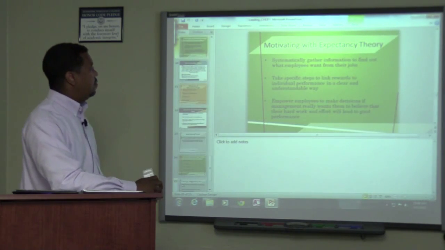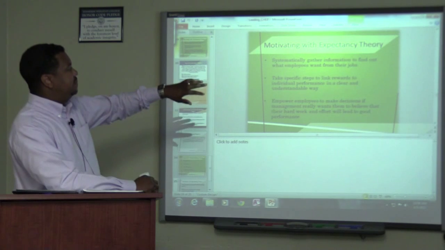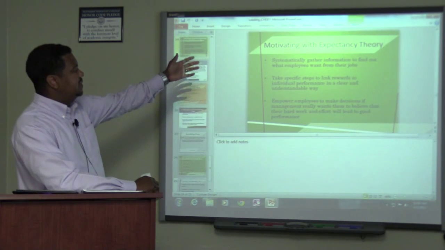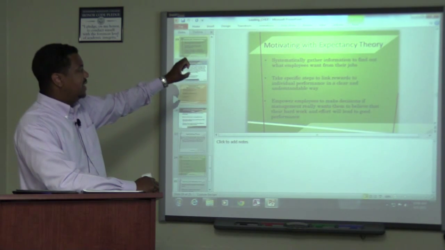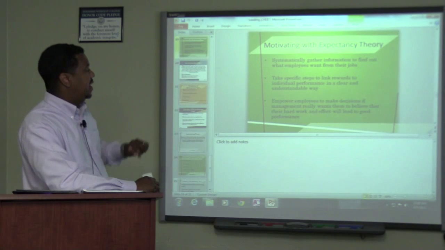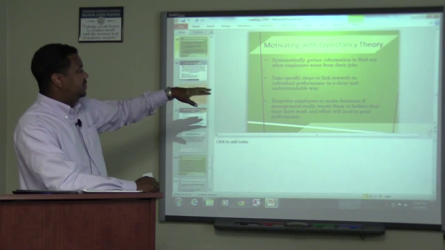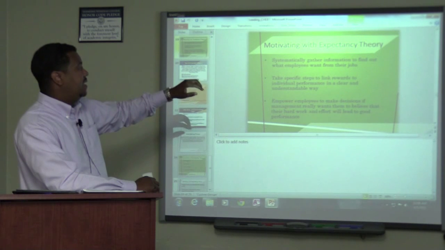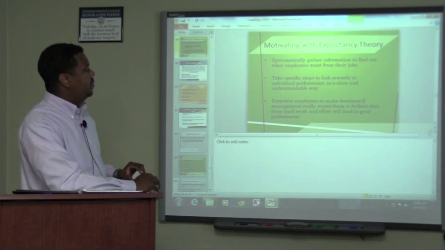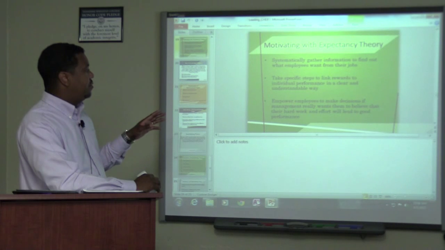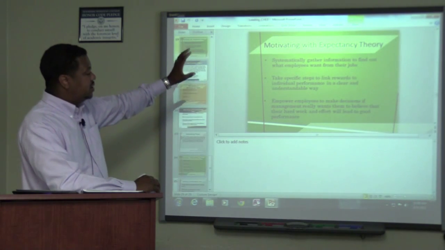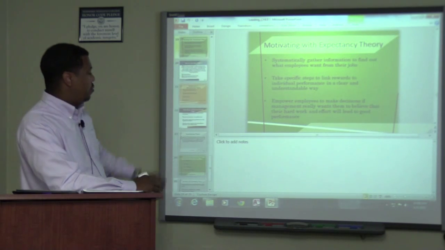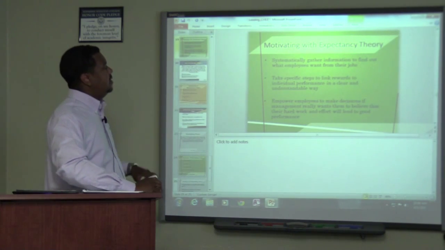So let's look at this a little more in detail. Expectancy theory is a systematic gathering of information to find out what exactly motivates individuals in their organization to achieve the outcomes you have designated. Then we take specific steps to link rewards to individual performance in a clear and understandable way. And then we can use expectancy theory to empower employees to make decisions, and management really wants them to believe that their hard-working efforts will lead to the good performance that the organization expects. Let's look at another theory here.